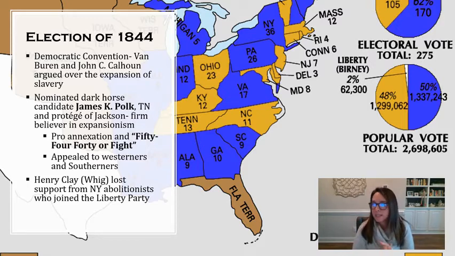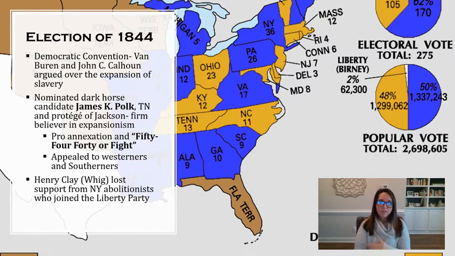He was from Tennessee. He was a protege of Andrew Jackson. They had a kind of mentorship. He believed in expansion, but expansion on a nationalist level, instead of just being pro-slavery and wanting all these slave states. And so that was enough to where he was able to get the nomination.